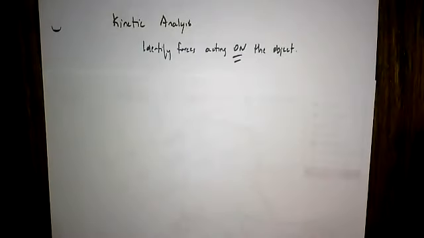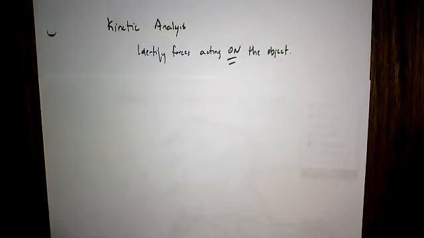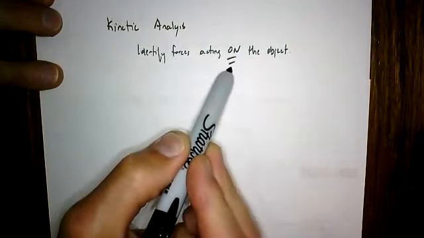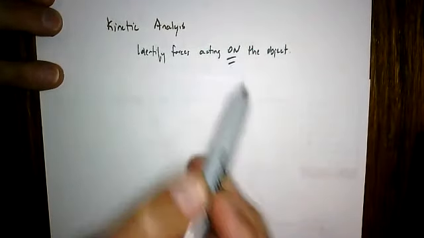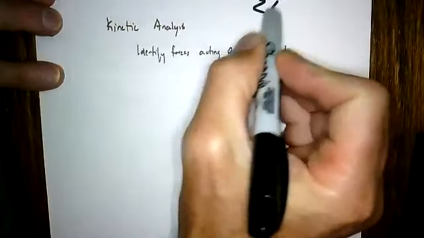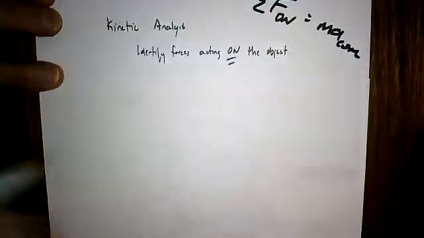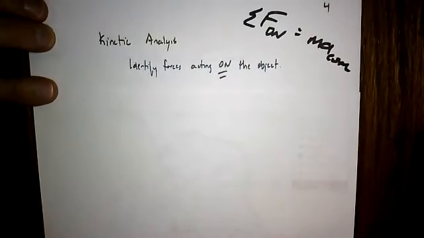I'm going to switch over to a different camera. All right, kinetic analysis. Identify only the forces acting on the object, because eventually we're going to use F equals ma: sum of forces acting on the object equals mass times acceleration of the center of mass of the object.